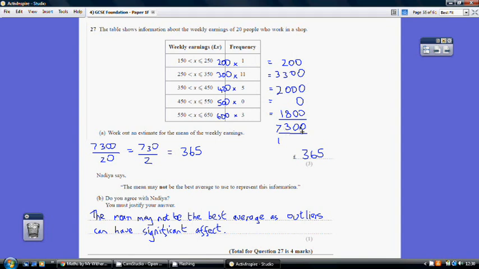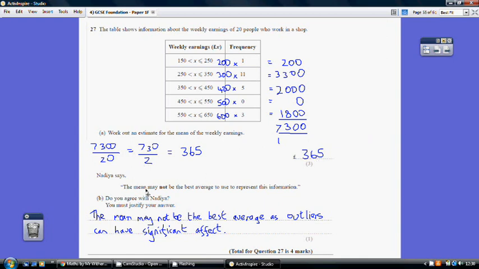So to estimate the mean, we divide this by the number of people, which is 20. Be ever so careful not to divide by 5. That is a common error. We're dividing by 20 people. Now, if we then divide both of these by 10, we get 730 over 2, which is £365.